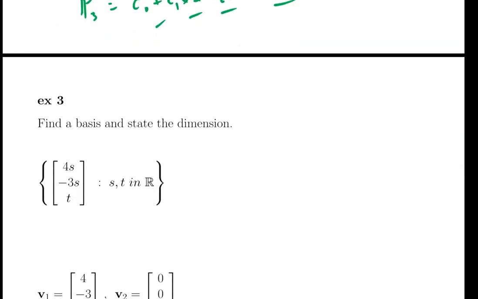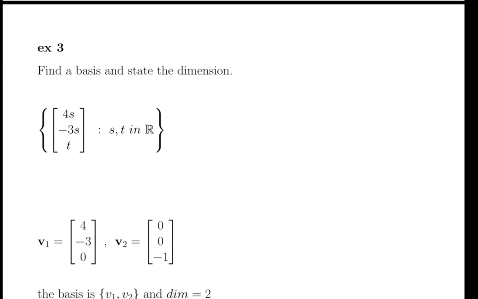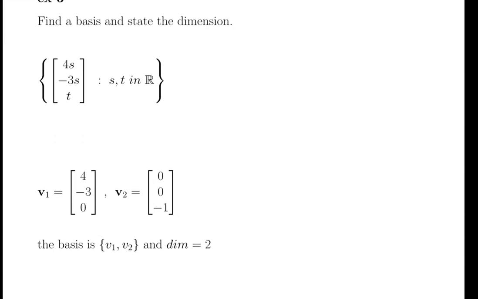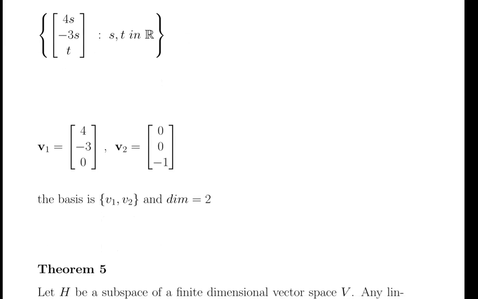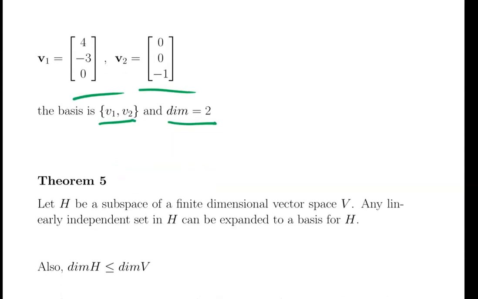Let's find a basis for this and state the dimension. Okay, so S and T are real numbers. Splitting this up into the 2 vectors, V1 and V2, right? 4, negative 3, 0 for S, and then 0, 0, negative 1 for T. Notice that the basis is V1, V2, and the dimension is 2, right? There's 2 vectors here.